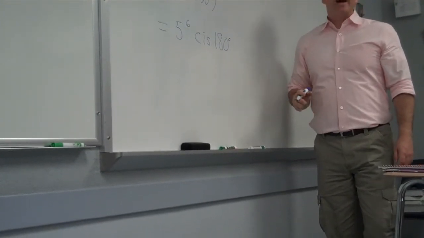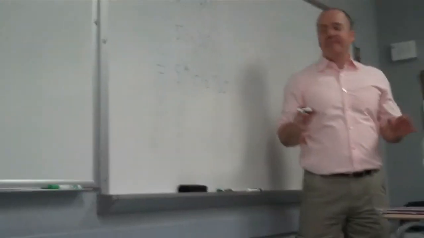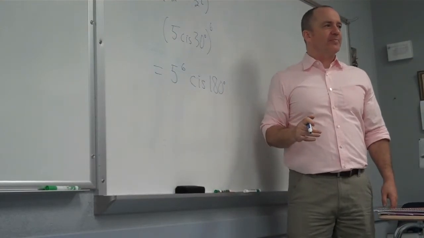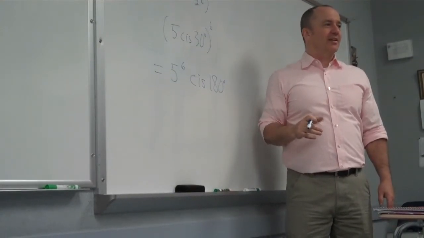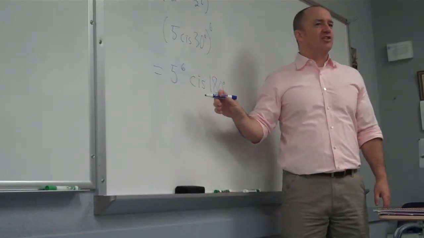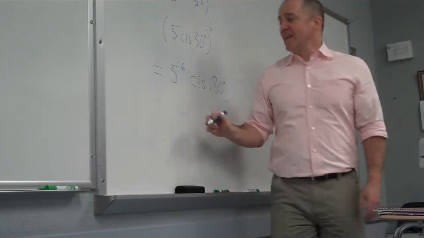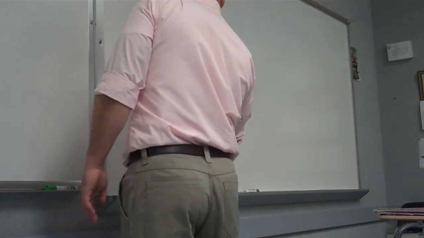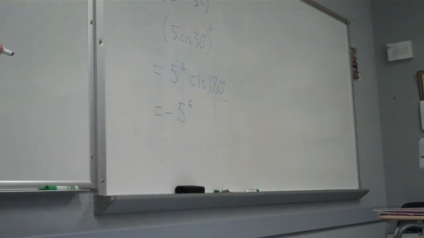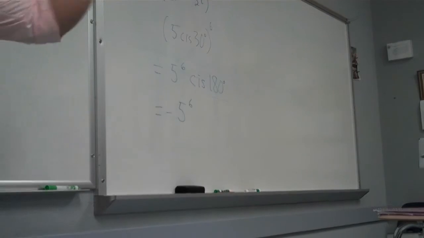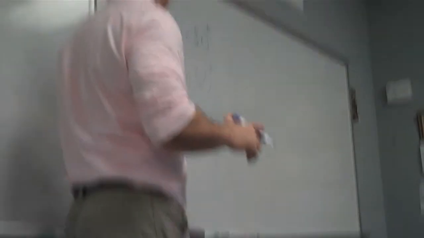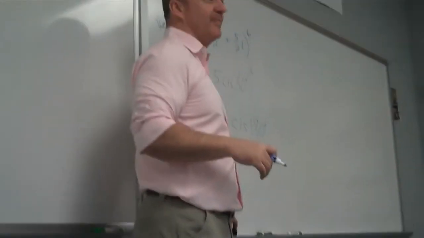Just out of curiosity, quick thinking question. Is this answer real or complex? It's real. It's real because the 180 degrees means it's just on the negative x-axis. So this actual answer is just negative 5 to the 6th power, whatever that number is. Cis 180, remember, is just along the negative x-axis. So this is the final answer in simplified form.